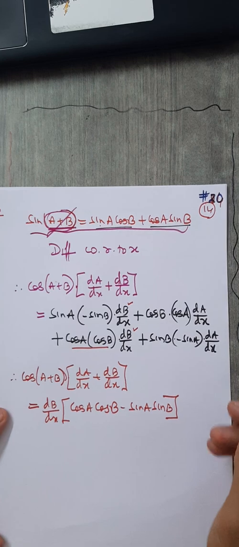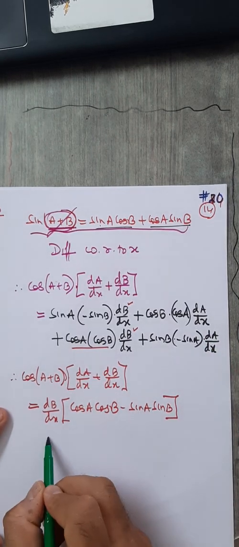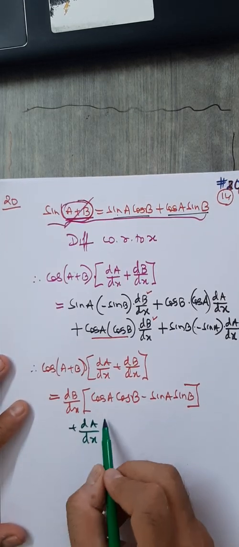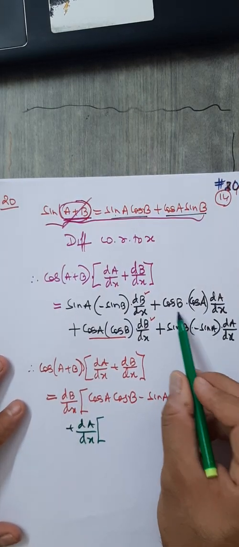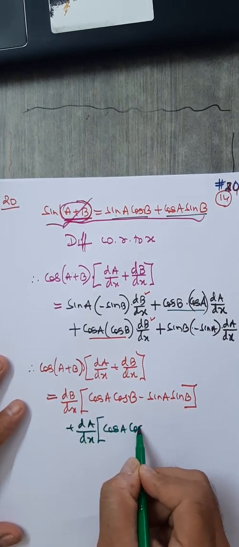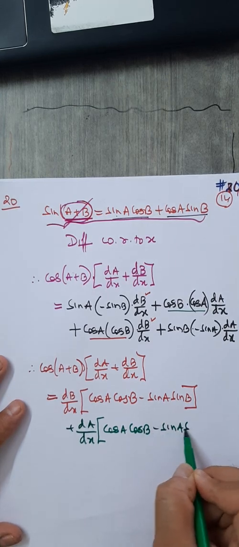Plus, now here I'll take dA by dx common. dA by dx I'll take common. So what will I get inside the bracket? You see, cos a cos b minus sine a sine b.